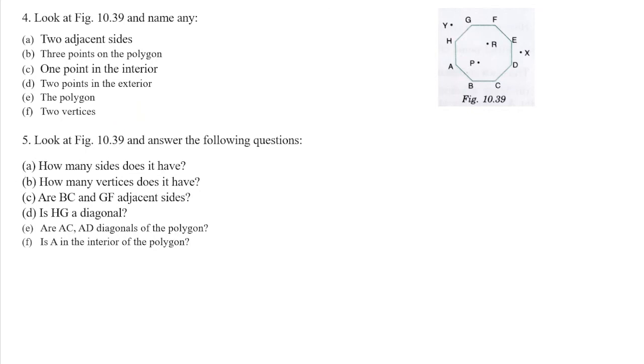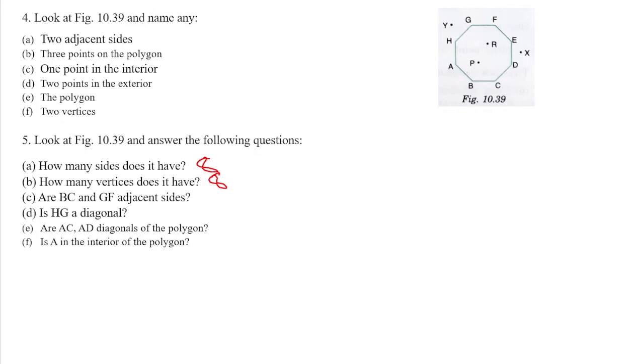This is also based on figure 10.39. So how many sides does this figure have? So let's count. So 1, 2, 3, 4, 5, 6, 7, 8. It has 8 sides. The answer to this question is 8. Now, B bit. How many vertices does it have? 1, 2, 3, 4, 5, 6, 7, 8. Again, 8 vertices.